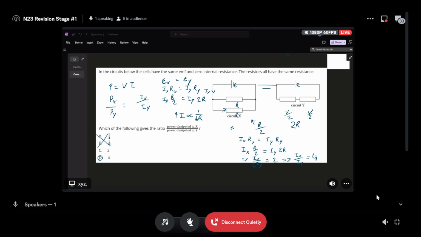Is there any way you could eliminate two without calculation? Yeah, that is the way. You figure out that in order for EMFs to be equal, the current in X must be greater than the current in Y. So you'll get a fraction that's greater than 1. So you eliminate A and B immediately. Got it?